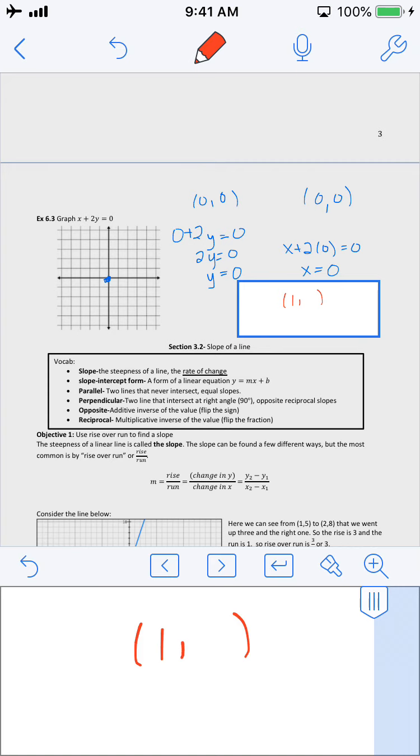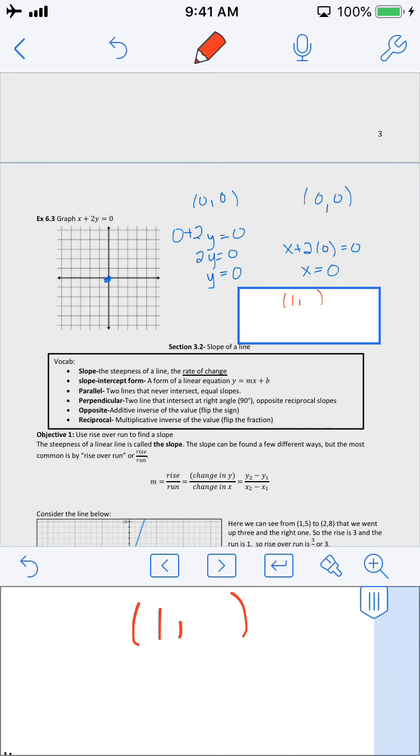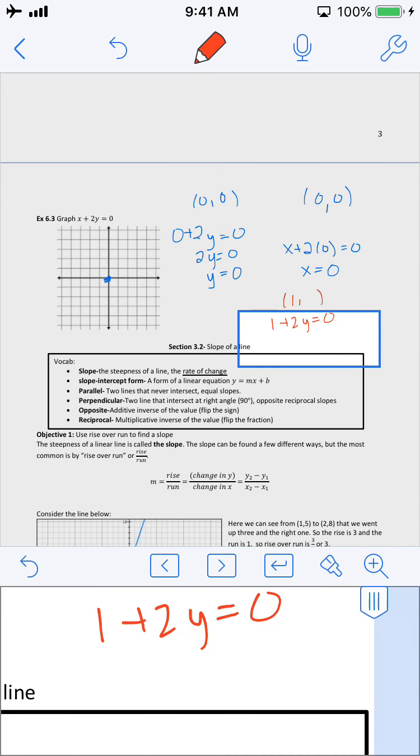Let's go do the 3.1 problem that we did at the very beginning, right? Plug in 1. Because why not? Let's see, subtract that. We get 2y equals -1, so y equals -1/2.